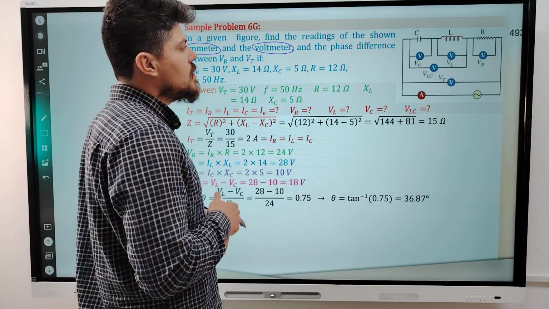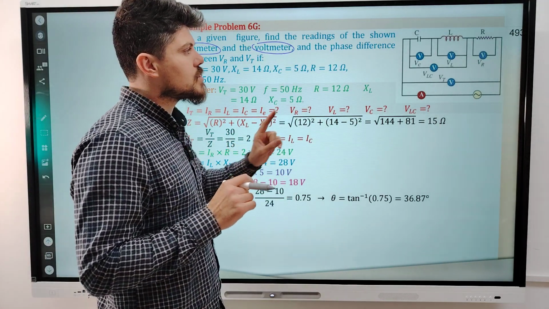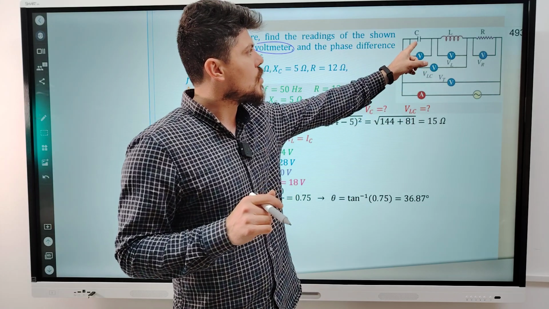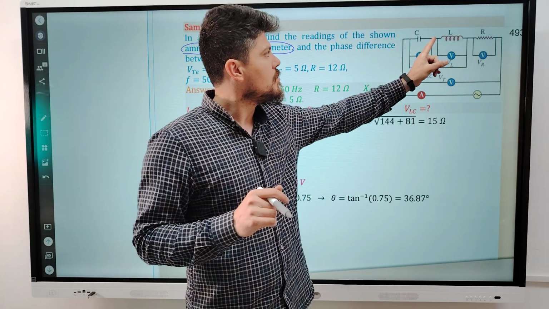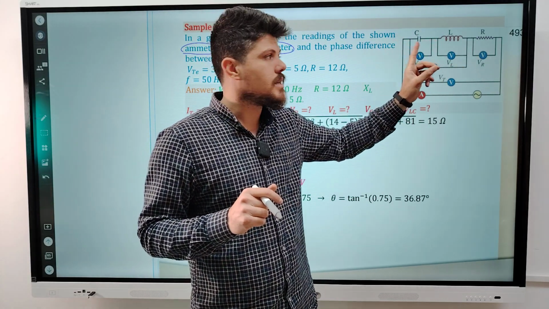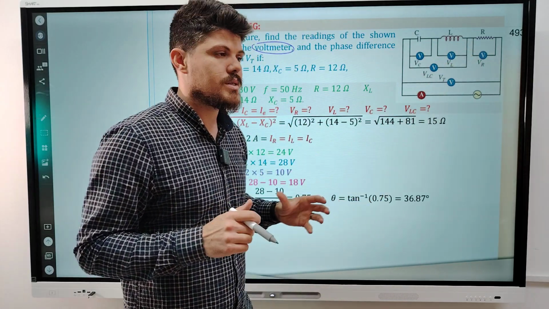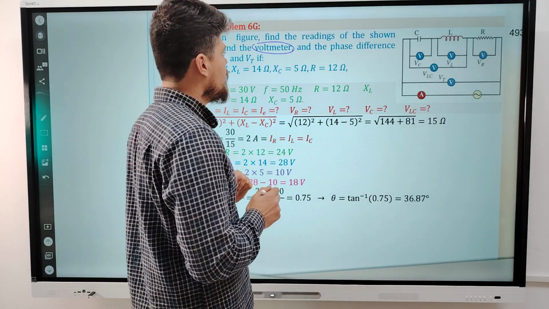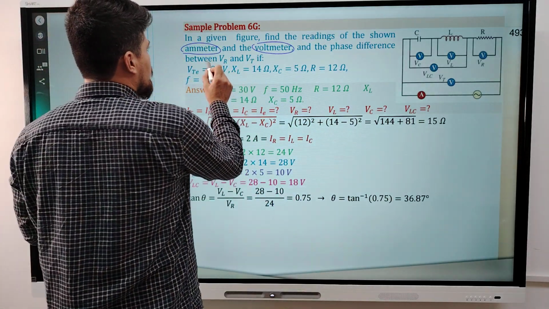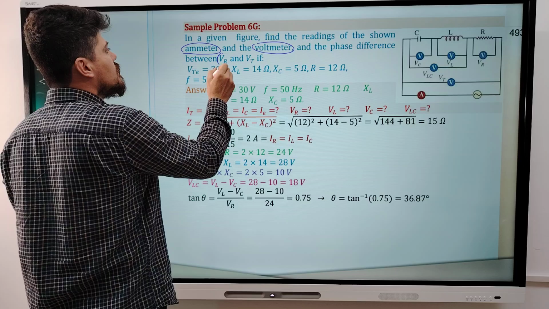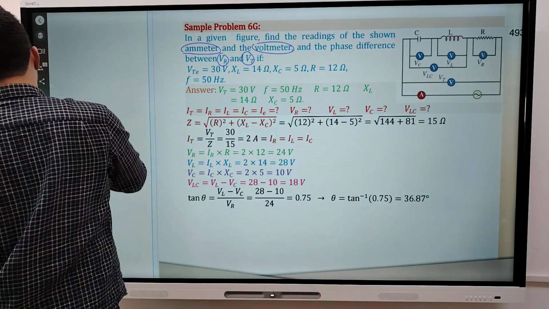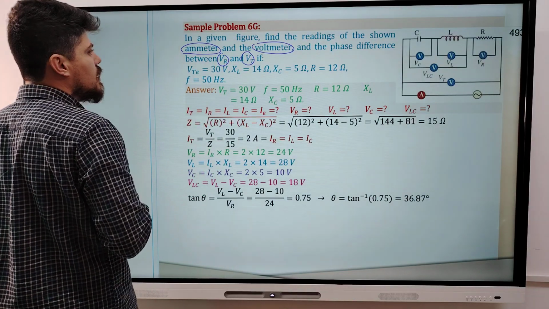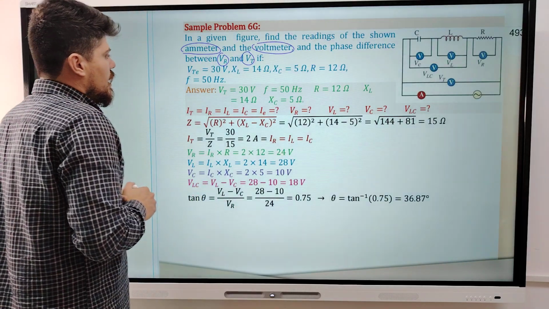But the voltmeters are different, because the potential difference drops across the capacitance, across the inductance, and also across the resistance. That is why we have to find them one by one. And we also need the phase difference between VR and V total.